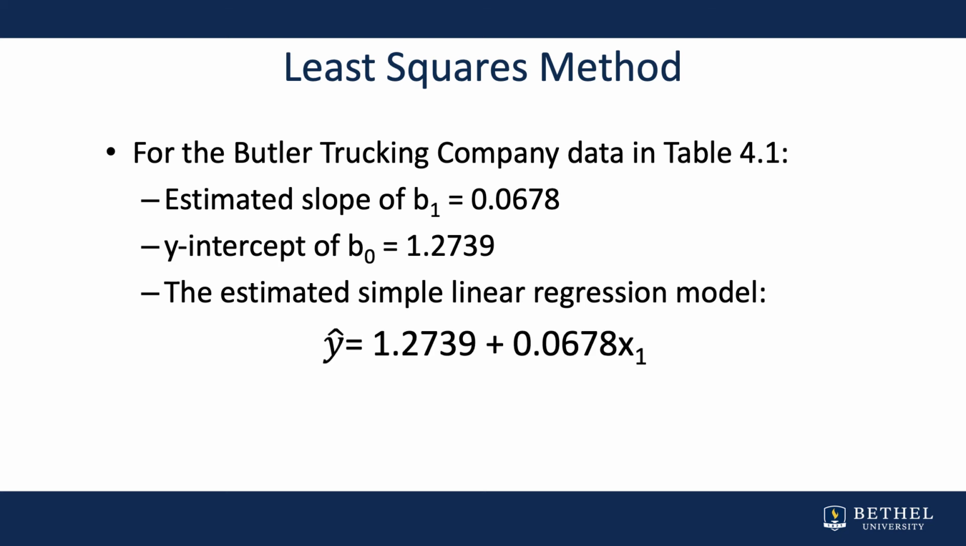Based on those two pieces of data, we now can create a simple linear regression model, and it would look like this. Y hat, or the predicted y for this relationship, is equal to 1.2739, which is the intercept, plus 0.0678 x sub 1, which would be the value of your independent variable.